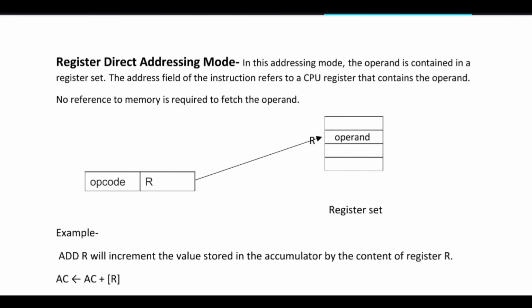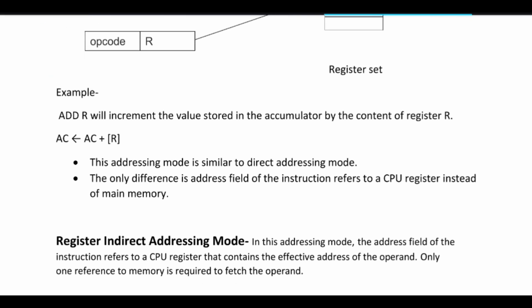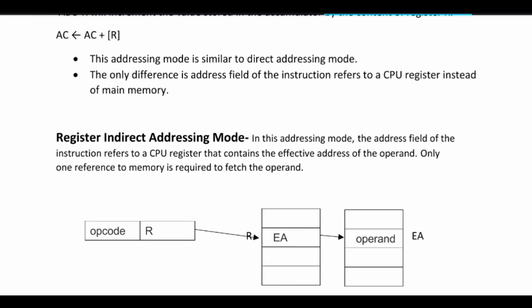In direct addressing mode, the instruction has the operand address, the operand memory location, but in register direct addressing mode, the operand location is in the register and the register address is given. Okay, the operand is in the register and the register address is given. This is called register direct addressing mode. Okay, is it clear? Then let's move to another section. Register indirect addressing mode.